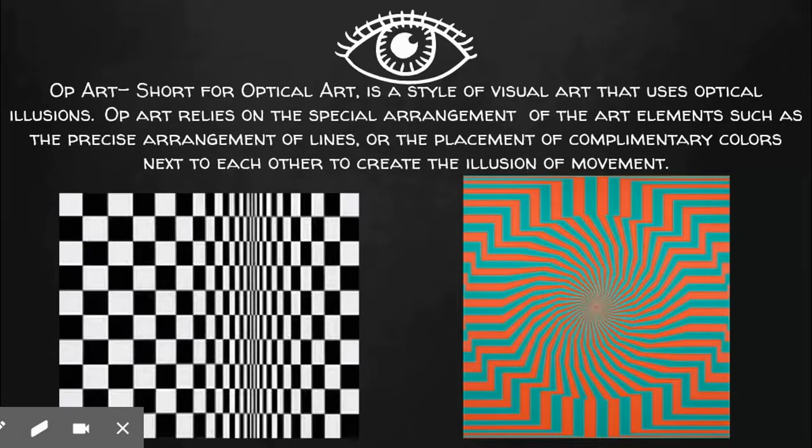So if you look at both artworks below, they both look like they're moving. If you stare at them, they both look like they're moving. And the one on the left looks like it's moving because it has black and white shapes next to each other, right? And then the one on the right looks like it's moving because it has what's called complementary colors next to each other and very precise shapes and line work in both of these artworks.